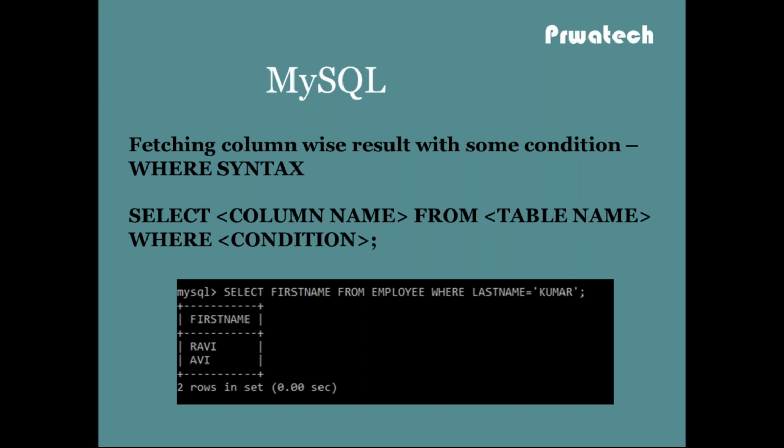Here we have shown in the screenshot, SELECT first name FROM the table employee WHERE last name is equal to 'Kumar' within quotations followed by a semicolon. Now as soon as we hit the enter button, it shows the first name where the last name was Kumar.